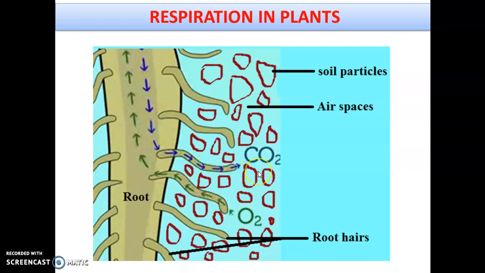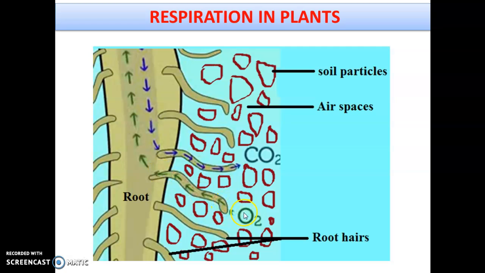Okay, so this exchange of gas takes place by the process of simple diffusion. So what is diffusion? In diffusion, the movement of particles takes place from higher concentration towards lower concentration. If the concentration of oxygen is higher outside the root, then only it will move inside, where the concentration of oxygen is lower.